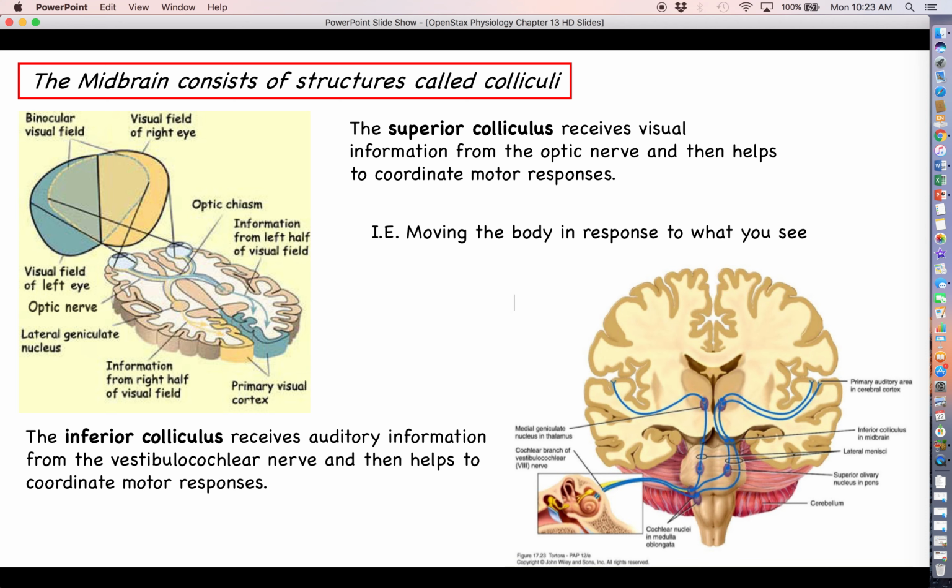On the other hand, the inferior colliculus, which you can see in this rightmost diagram, is going to do the same sort of thing, except it's going to deal with auditory information. And it's going to take information from the vestibulocochlear nerve, and then, very similar to what the superior colliculus did, it will then transmit that information to the frontal lobe so that we can move the body in response to what you hear. Again, imagine that you're, say, walking down the railroad tracks. If you suddenly hear a train whistle, you're probably going to want to immediately get off of the tracks, and the inferior colliculus allows you to do that based on the things that you hear.